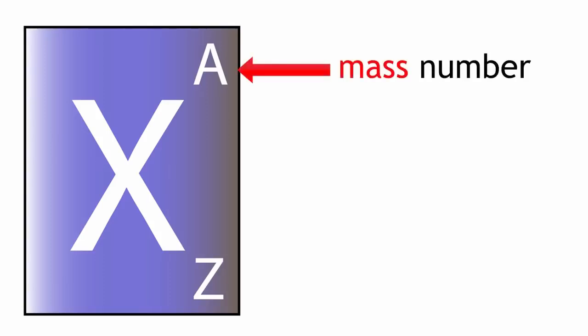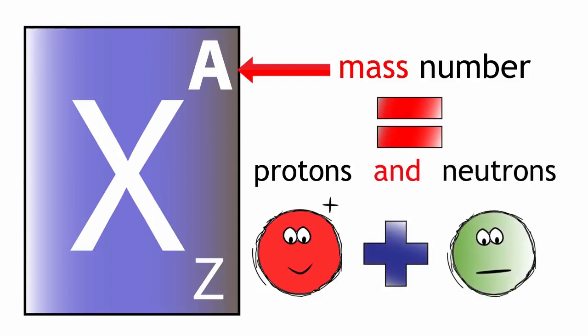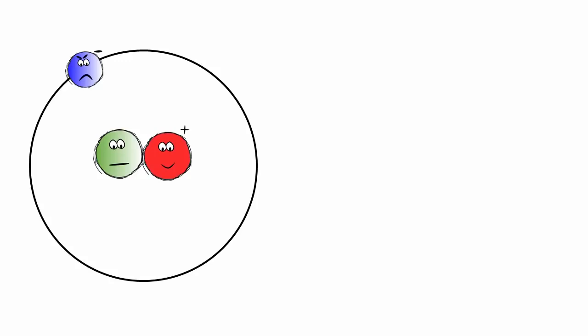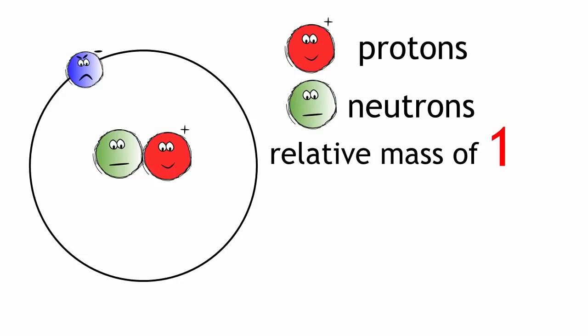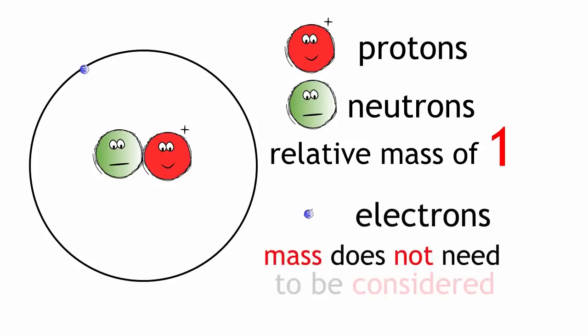The next number we look at is the mass number. The mass number has the symbol A. The mass number tells you how many protons and neutrons are in one atom of an element. We need to remember that protons and neutrons each have a relative mass of 1, and that electrons are so small that their mass does not need to be considered in the mass number of an atom.